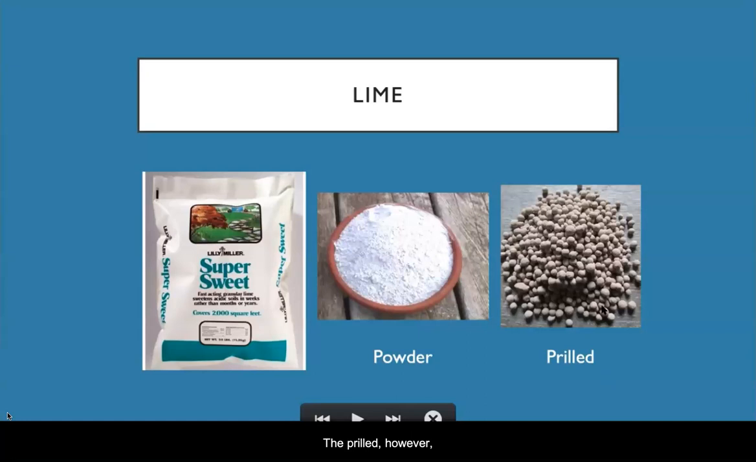The prilled, however, is easy to spread by hand or with one of the little whirlybird spreaders that you might use in your garden, so it's very easy to apply. The powder is a little harder to work with, but it reacts quicker and changes your soil pH quicker. The prilled is a little easier to work with, and it's easier to get into your soil. It just takes a little longer for it to have an effect.